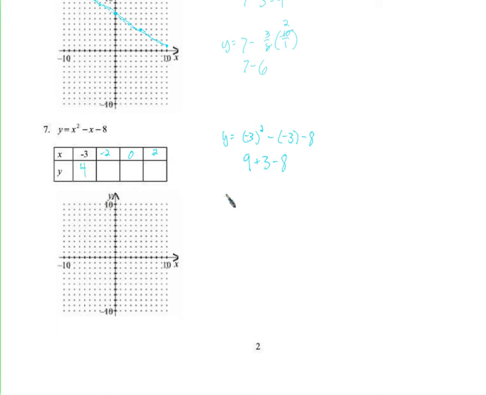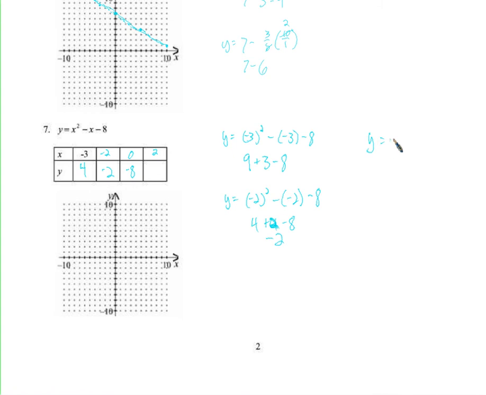All right, now negative 2. Negative 2 squared minus negative 2 minus 8. That's going to be 4 plus 2, plus 2. So 6 minus 8, that's negative 2. Now 0, it's too easy to even show the work. I'm going to put negative 8. Right, 0 minus 8, there we go.